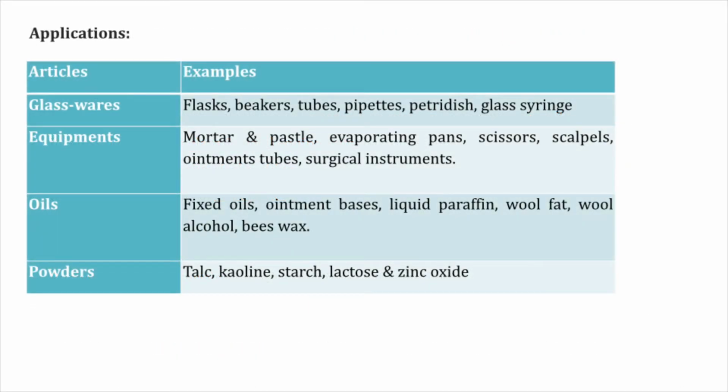Looking at the applications of the hot air oven, it is used to sterilize glassware like flasks, beakers, tubes, pipettes, petri dishes, glass syringes, then equipment like mortar and pestle, evaporating pans, scissors, scalpels, ointment tubes and surgical instruments, then also oils like fixed oils, ointment bases, liquid paraffin, wool fat, alcohol, beeswax and powders like talc, kaolin, starch, lactose and zinc oxide.